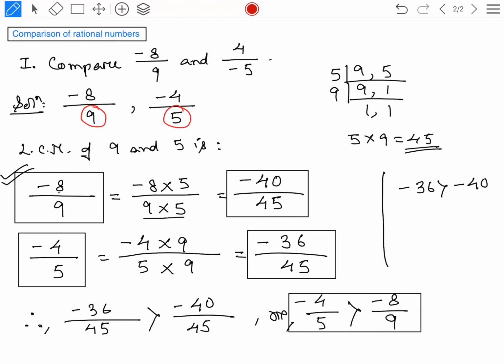For the second rational number, it is also same. Since the denominator is 45, so we need to multiply 5 into 9, because we know that 5 9s are 45. But we know that when we are multiplying the denominator by some number, we also need to multiply the numerator by the same number. Okay, since we are multiplying 5 by 9, that means we have to multiply minus 4 into 9. Okay, by that way we can compare two numbers by the LCM method. There is another method.